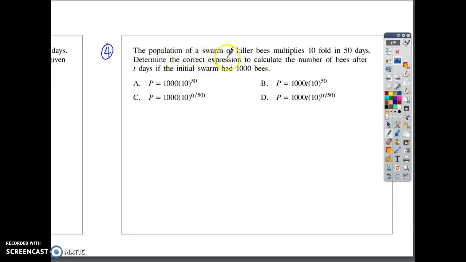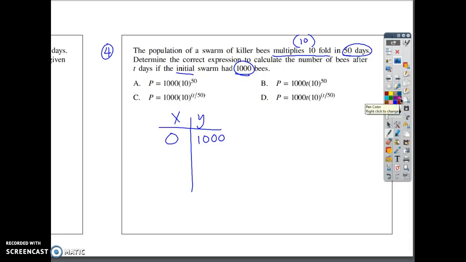It says the population of a swarm killer bee multiplies tenfold every 50 days. That means multiplies by 10. Tenfold. It's going to multiply by 10 every 50 days. So let's make our table. It says that the initial swarm had 1,000 bees. So at 0, I start with 1,000. So what do I do over here? You're going to add 50. What do you do over here? You're going to multiply by 10.